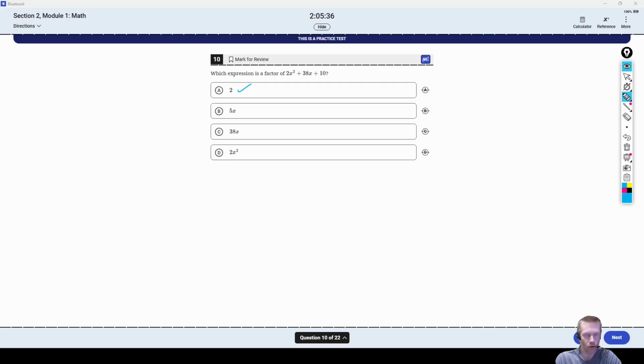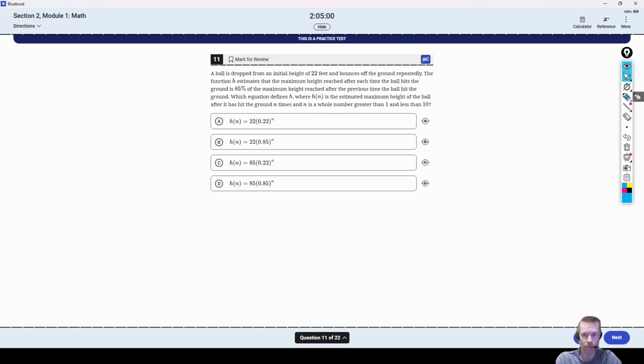So, do all terms divide by 5? No. 38 does not divide by 5. 2 does not divide by 5. Also, the last term doesn't have an x in it, so it couldn't be that regardless. Same thing with C. They don't all divide by 38. They don't all have an x. And last thing with D, okay, they do all divide by 2, but again, they don't all have an x squared in them, so that is not a factor of it. 2 is the only thing you can factor out of this expression. So the correct answer here is going to be letter A.